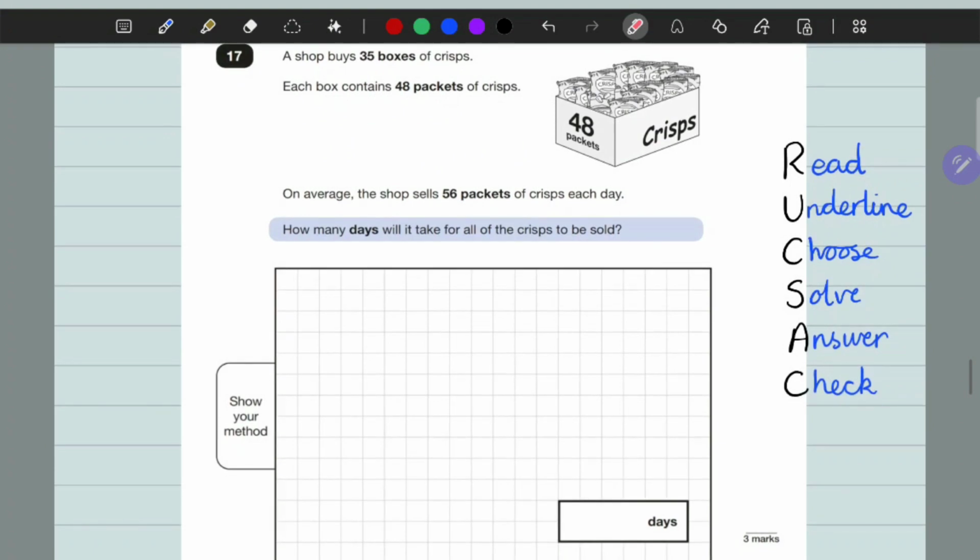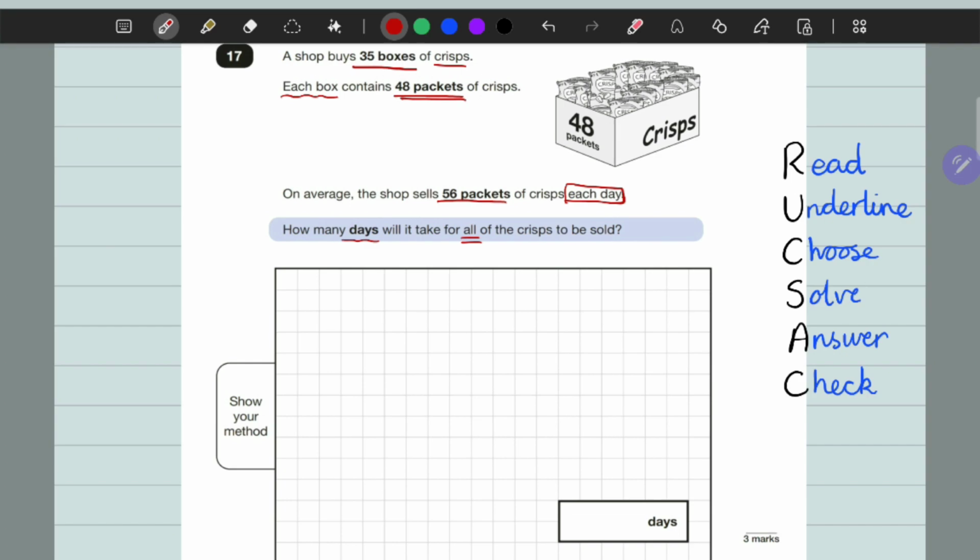Okay, this one looks nice and long and it's worth 3 marks here, so there's probably going to be a couple of tricky steps to this one. Let's first read our question and underline the important bits. So our shop buys 35 boxes of crisps. Each box contains 48 packets of crisps. On average, the shop sells 56 packets of crisps each day. So how many days will it take for all of the crisps to be sold?